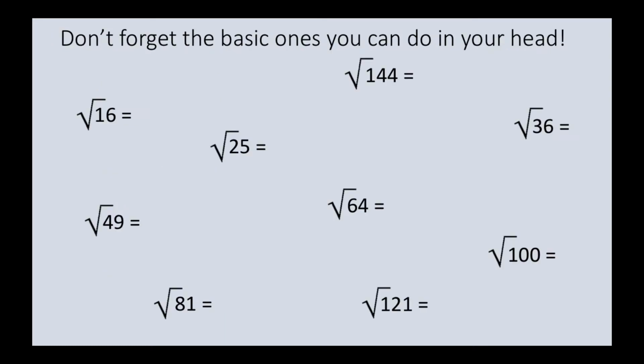Okay, so don't forget the basic ones that you can do in your head, the ones that I told you to learn for the last video. So the square root of 16 is 4, the square root of 25 is 5, the square root of 49 is 7, the square root of 144 is 12, the square root of 36 is 6, the square root of 64 is 8, the square root of 81 is 9, the square root of 100 is 10, and the square root of 121 is 11. So they're the ones that you need to learn. For anything else, you can use your calculator.